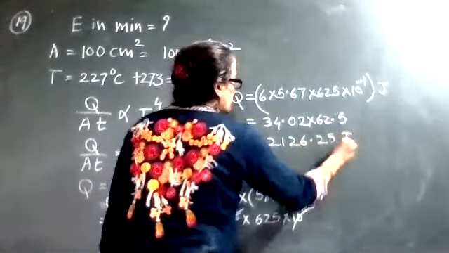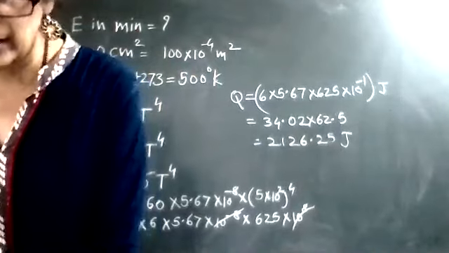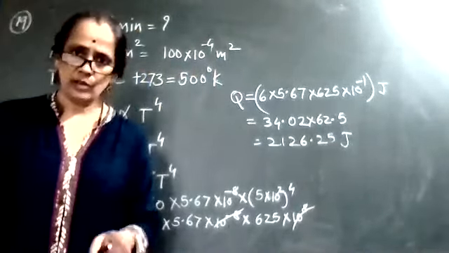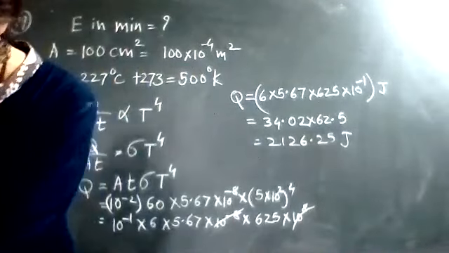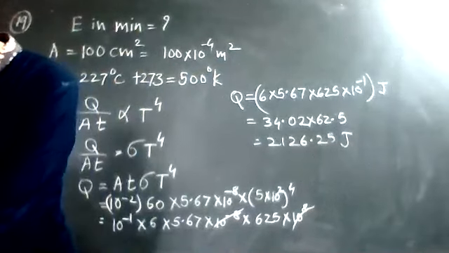2126.25. This much is nothing but my energy radiated in 1 minute by using the Boltzmann constant. Okay. Then after this, now I can say problem number 20.